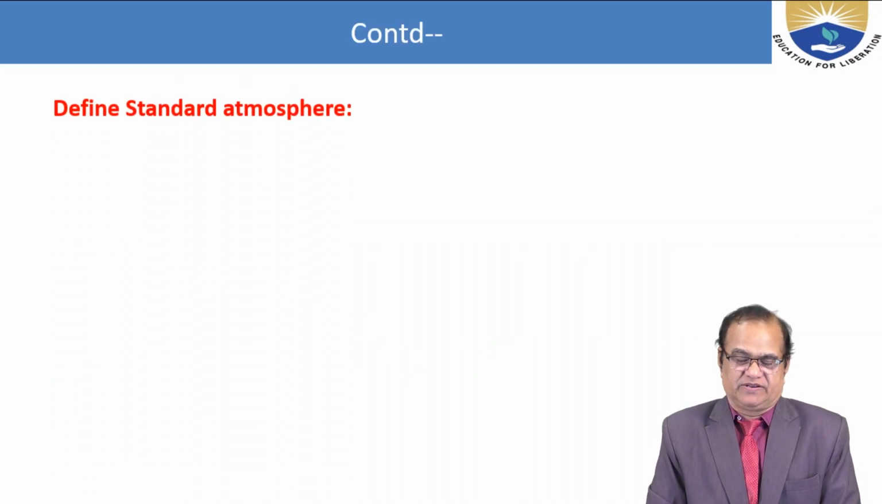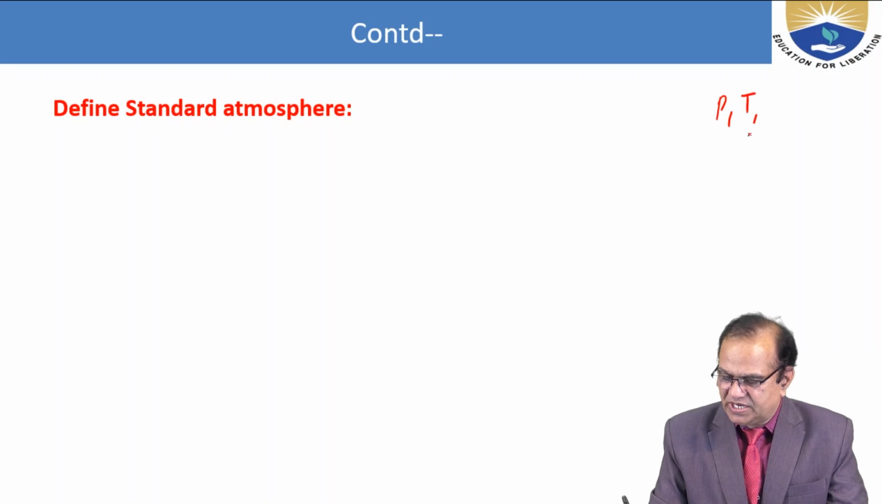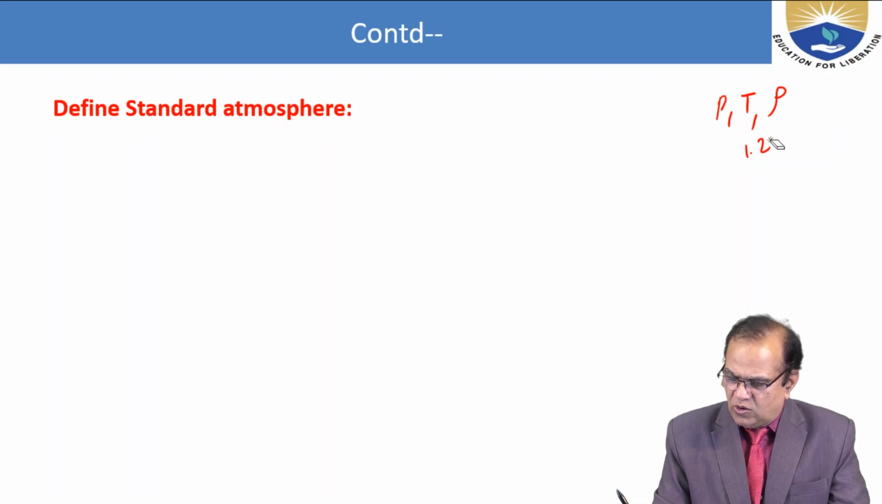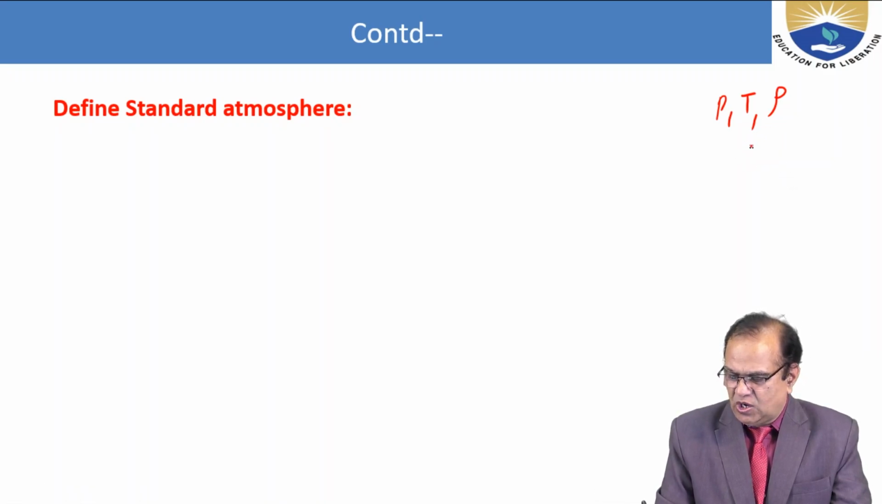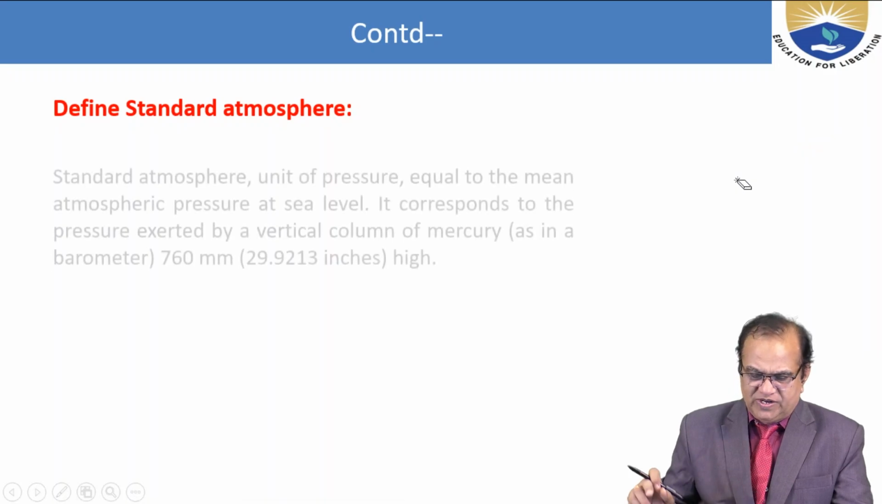Define standard atmosphere. We know that in the standard atmosphere we have some pressure, some temperature, and some density. The pressure is 1.01 bar, the temperature is 288.6, and rho is 1.225 kg per meter cube. So this is the standard temperature and pressure. We will define it.